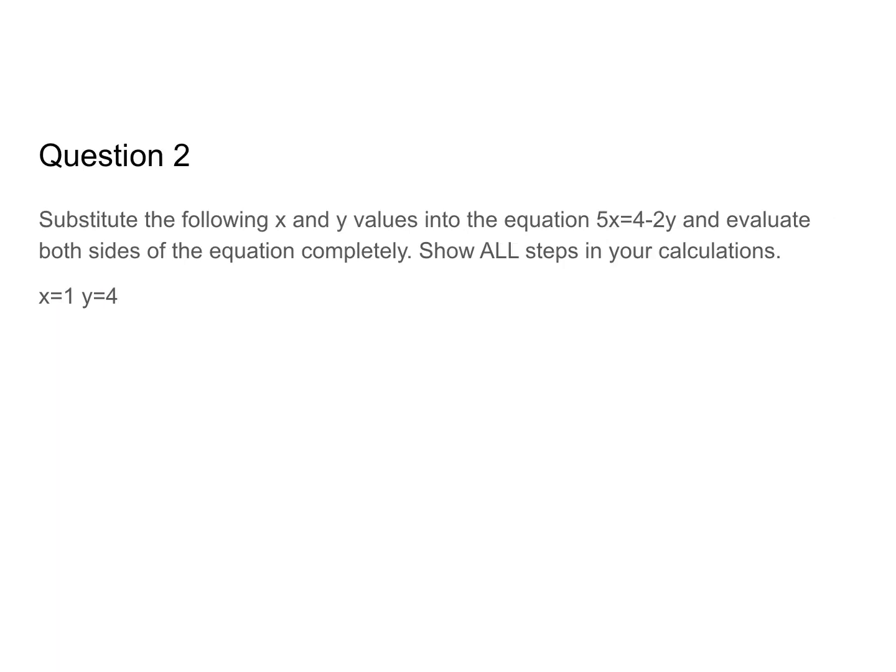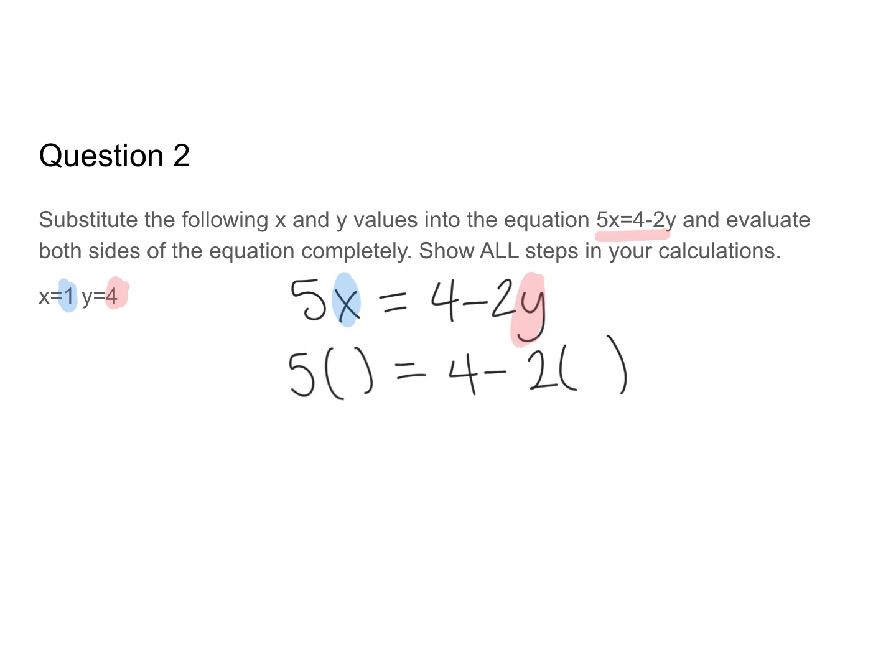All right, let's try number 2. It says substitute the following values of x and y into 5x equals 4 minus 2y. So we have the same equation. So 5x is equal to 4 minus 2y. And essentially, we're just performing the same thing here, but we have a new x and y value. So I've got 1 and 4 for x and y. So I'm going to be plugging 1 in for x, and I'm going to plug in 4 for y. And I always like to use parentheses. And so I like to just rewrite it with my parentheses. That just helps me to not make a mistake.